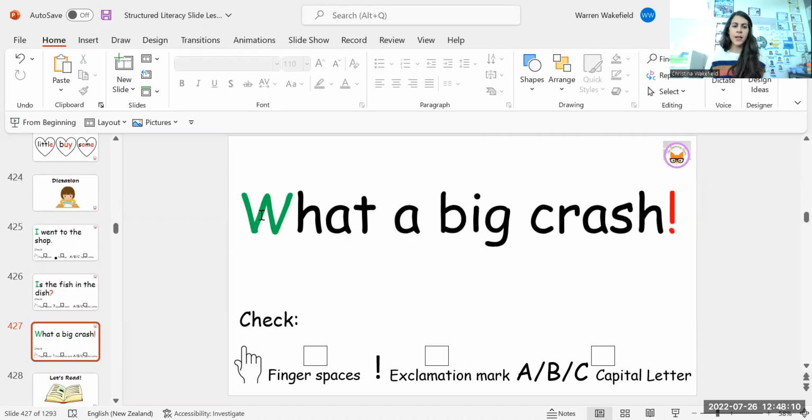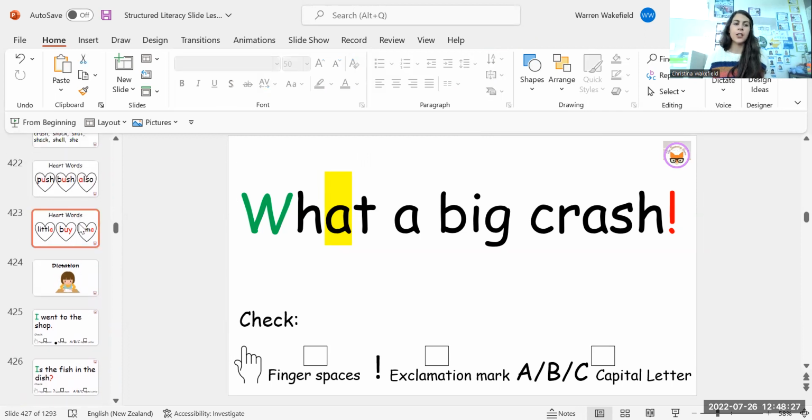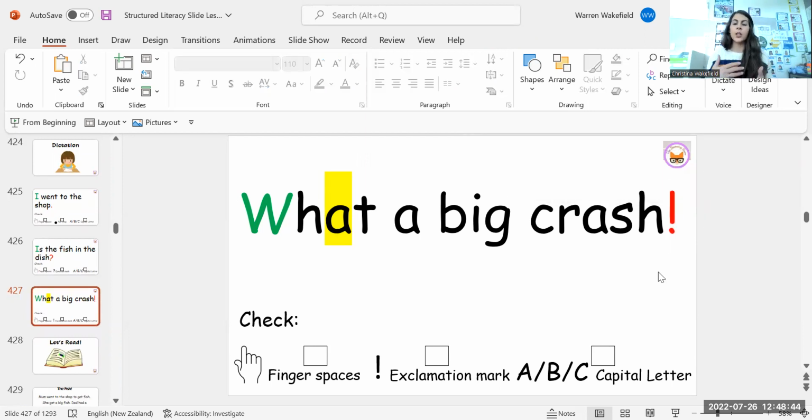So we're going to write this one. Now, when you see the word what, can you see that the a is making a different sound? It sounds like an o. Okay, so that's a hard word. So we know that that letter is making a different sound. It's not making its usual a sound. So we are going to write the sentence. So let's quickly count the words in the sentence. What a big crash. And how does it end? It's an exclamation sentence. So we're going to make sure that we use an exclamation mark because it's an expressive sentence. What a big crash.